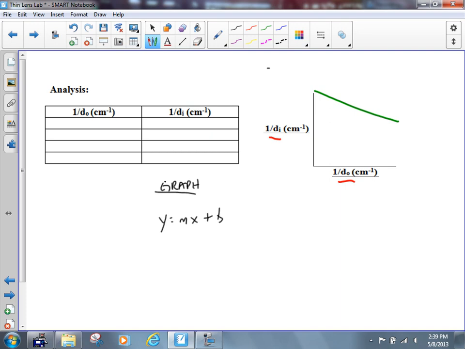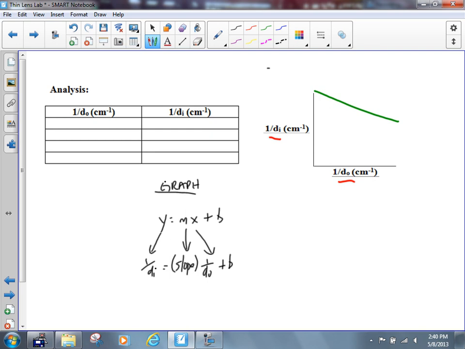What's the y-axis of this graph? Well, it's 1 over di. 1 over di is on the y-axis, so let's sub it in for our y value there. m is the slope. x is our x-axis, which corresponds to, on our graph, 1 over do.